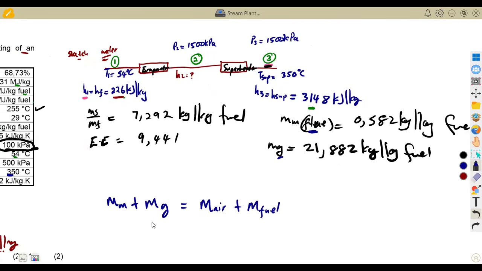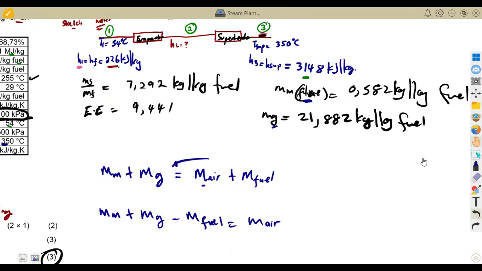So this here can give us the mass of the air. Like I said, we are not at that formula we are used to, where we simply take it from the air fuel ratio. No. So if we take the mass of the moist plus the mass of the dry gases, minus the mass of the fuel, it is going to give us the mass of air required.